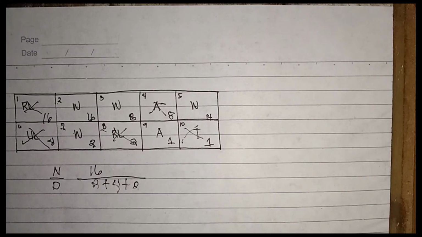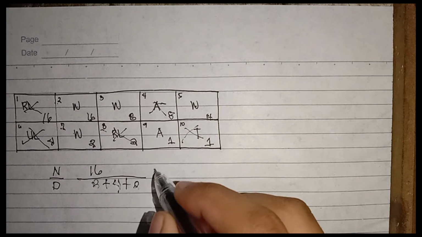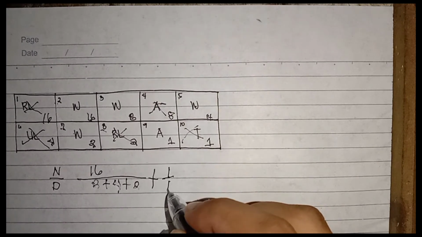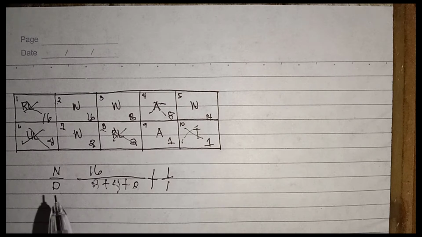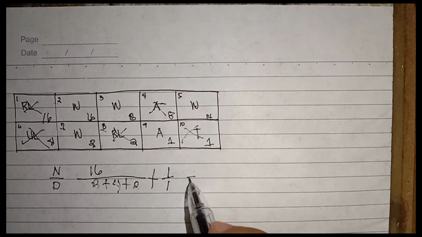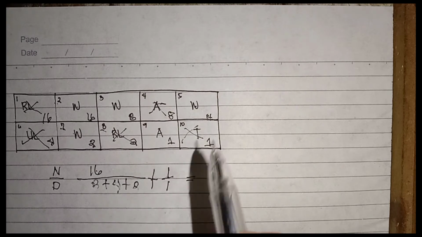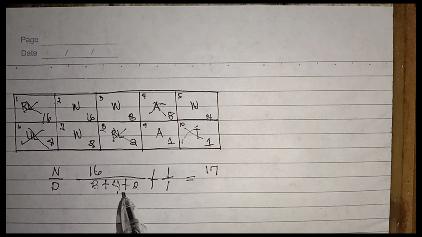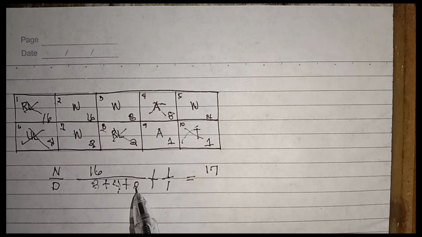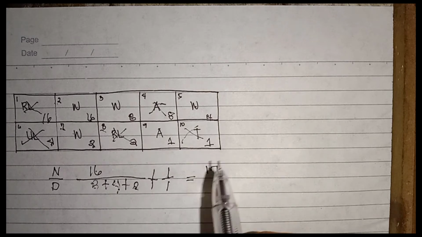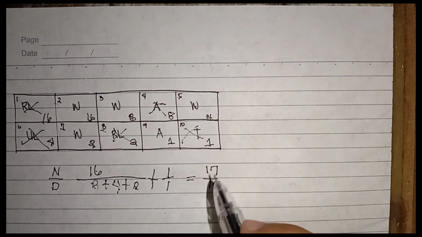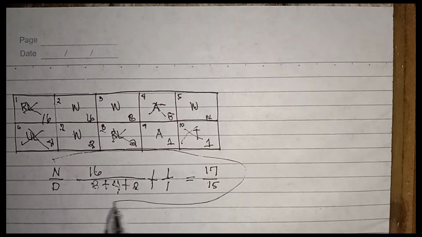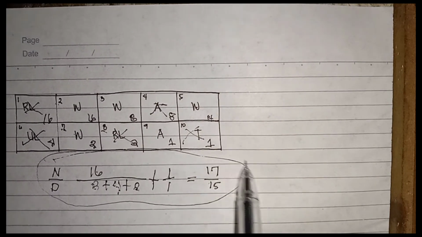Primary classification has a pre-established fraction of 1 over 1. So we will add the fraction 1 over 1. And after that, we will solve it. 16 plus 1 is equal to 17. 8 plus 4 is equal to 12, plus 2 is equal to 14, and plus 1 equals 15. So, summing up, this is now our primary classification.